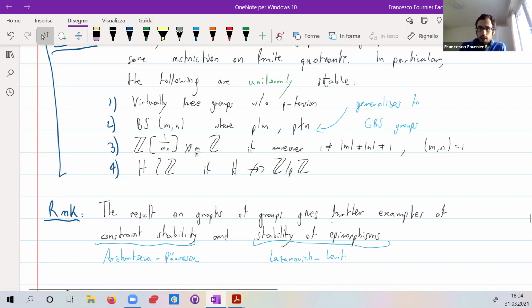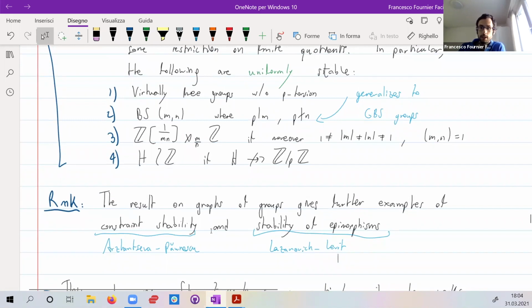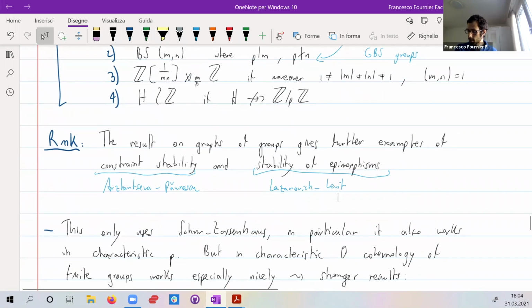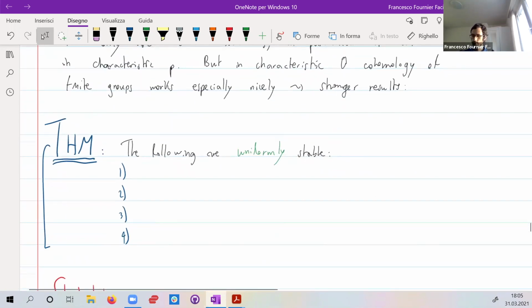Okay, and let me just finish on a further specification. So this was only using that these groups are virtually pro-p, but now I'm also going to use that Q_p has characteristic 0, because this only uses Schur-Zassenhaus, so it also works in characteristic p. But when you deal with extensions of finite groups in characteristic 0, it's much easier to work with, right? There you can do more. It's easier for finite groups to have vanishing cohomology in characteristic 0, and this works especially nicely. And so replacing the Schur-Zassenhaus theorem with a cohomological lemma allows us to prove all of this with a bit more flexibility. So the following groups are uniformly stable.